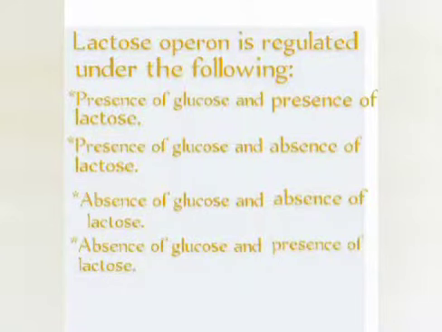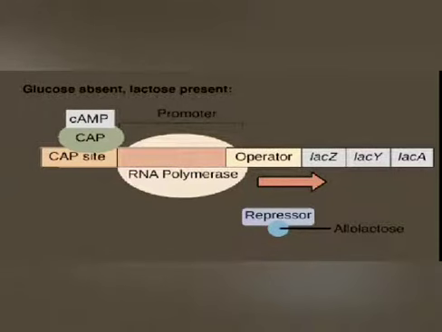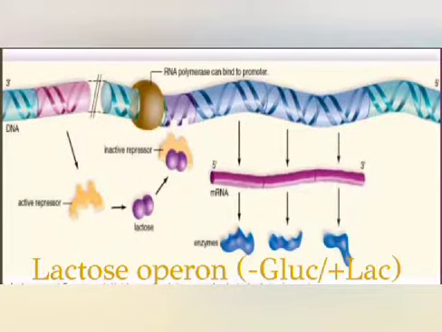Absence of glucose and presence of lactose. The presence of lactose causes allolactose to bind the repressor protein, and the absence of glucose causes cyclic AMP level to be high and to build a complex with catabolite activator protein, which binds to the catabolite activator protein binding site. This makes the promoter site free for RNA polymerase to bind, and therefore transcription occurs.